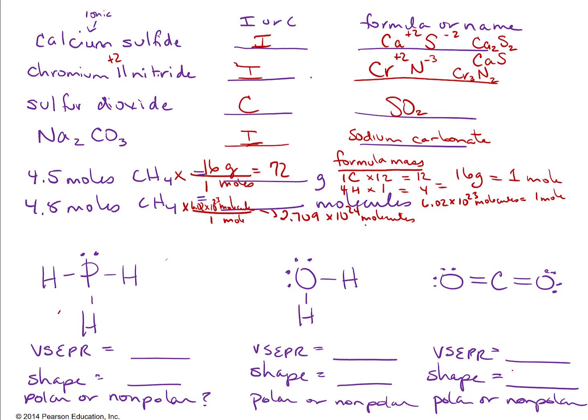So clear it. 4.5. Oh, you put 4.8. Yeah. 4.5. Oh, maybe that's why you're getting it wrong, because you wrote 4.8 down. Try that. 4.5 times 6.02. Yep. Okay, so you got it right.